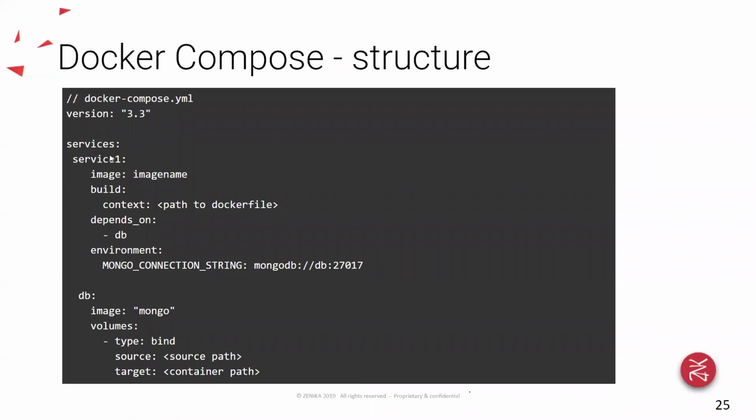The image key takes in what image you're going to run. If the image is not in the registry, you can pass in a build context that directs you to the Dockerfile. It also depends on this service, which you are defining here, which means the database has to start before the service starts. We can also pass in environment values, like different strings. In this case, I pass in the Mongo connection string.